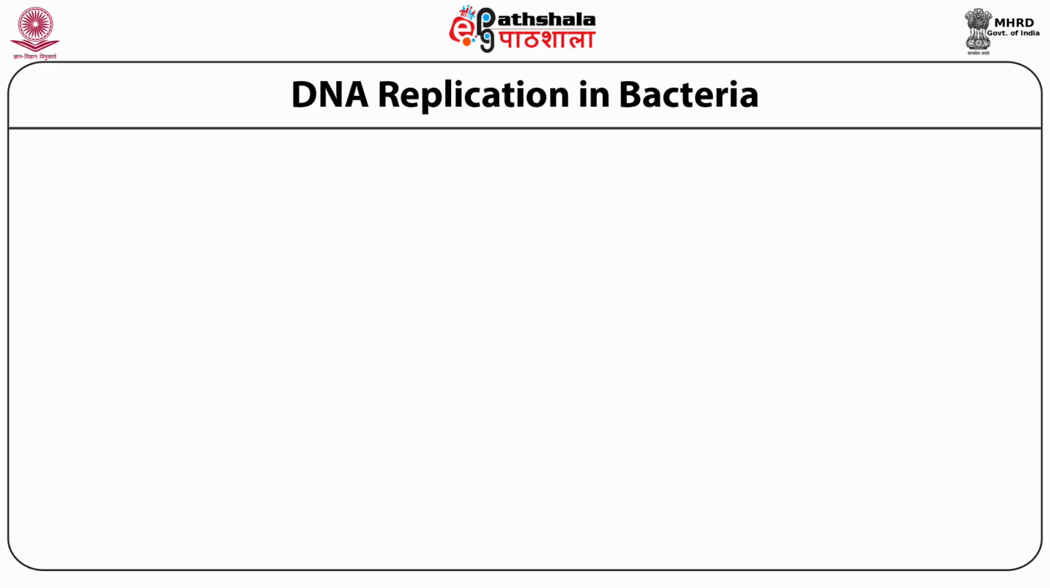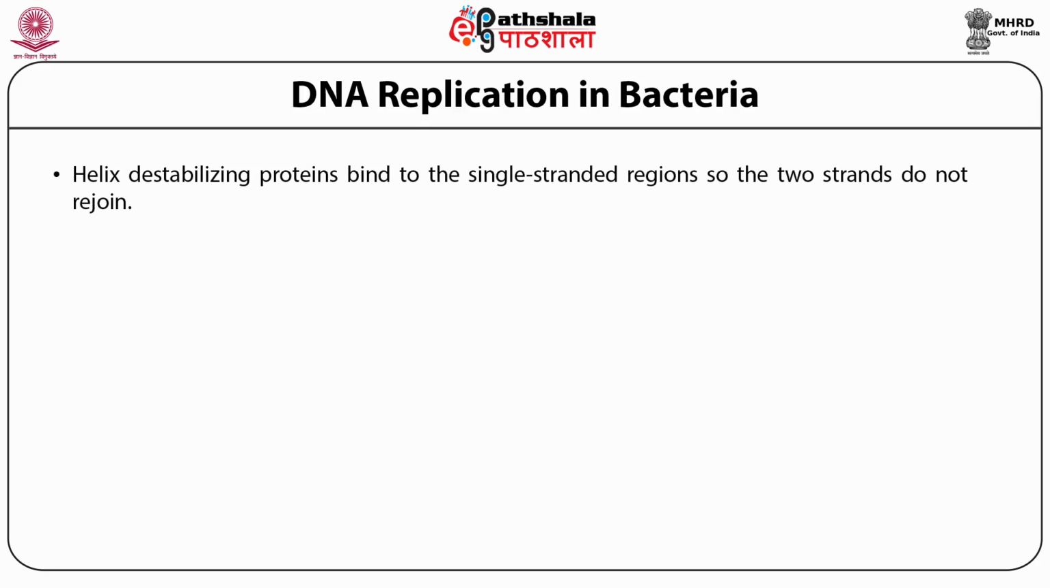DNA replication in bacteria utilizes a number of proteins. One of them is the helix destabilizing proteins. Now, what are helix destabilizing proteins? These proteins bind to the single-stranded regions of the DNA once they are separated apart. Now, what is the use of helix destabilizing proteins?